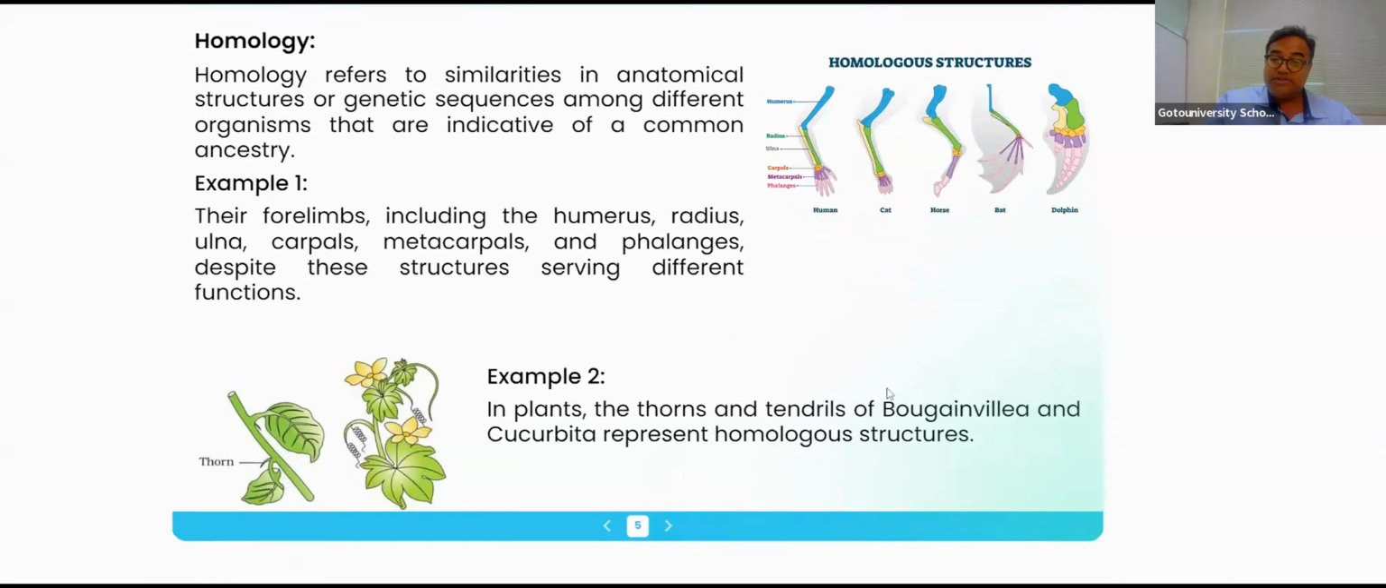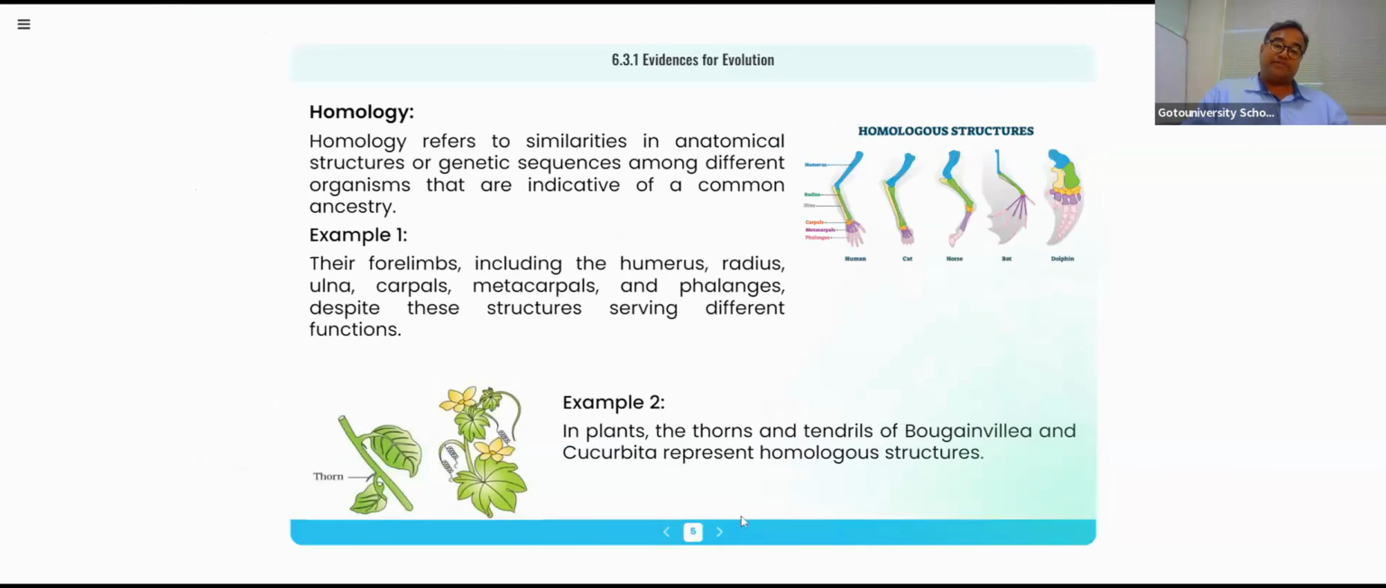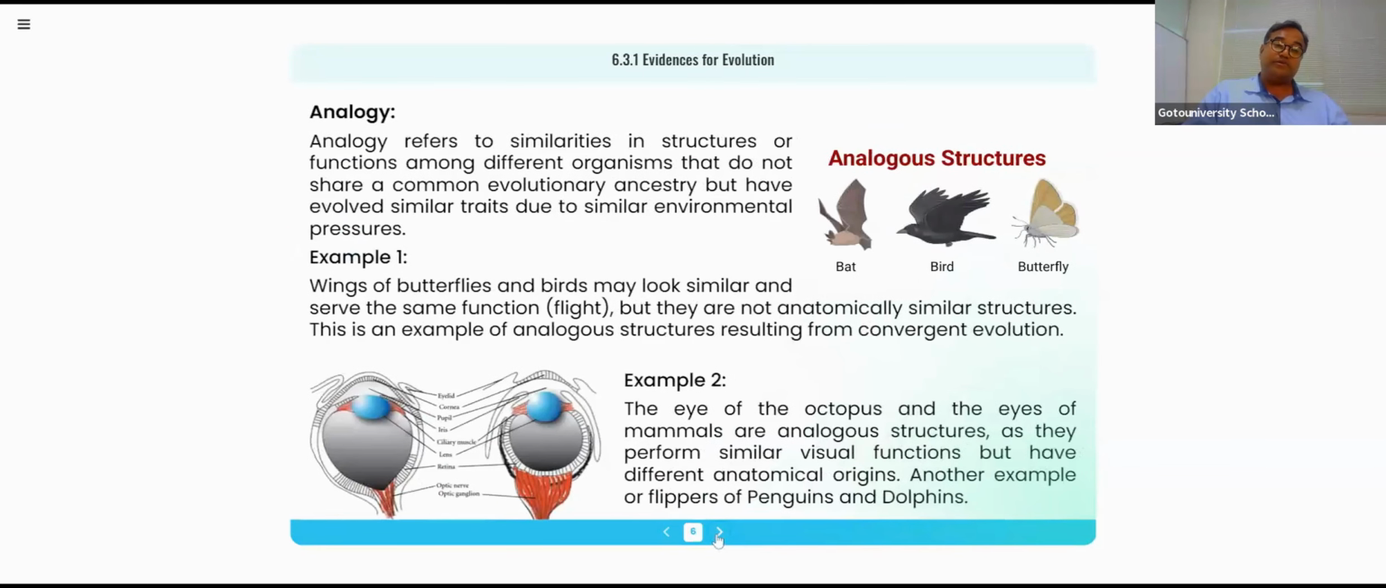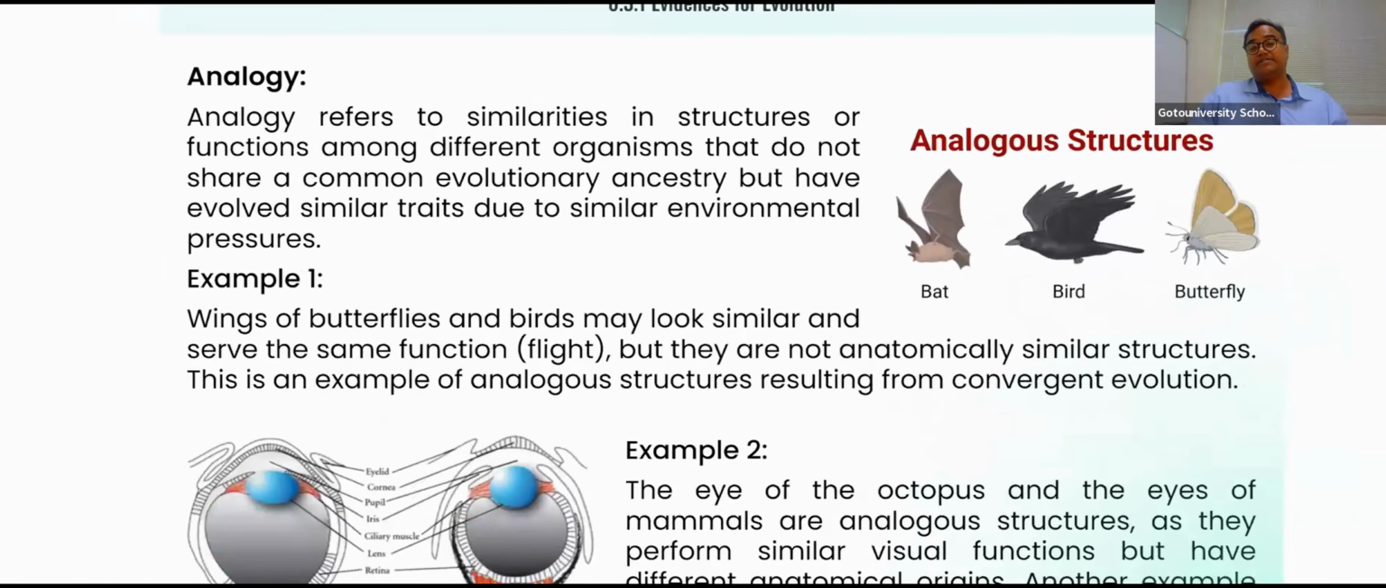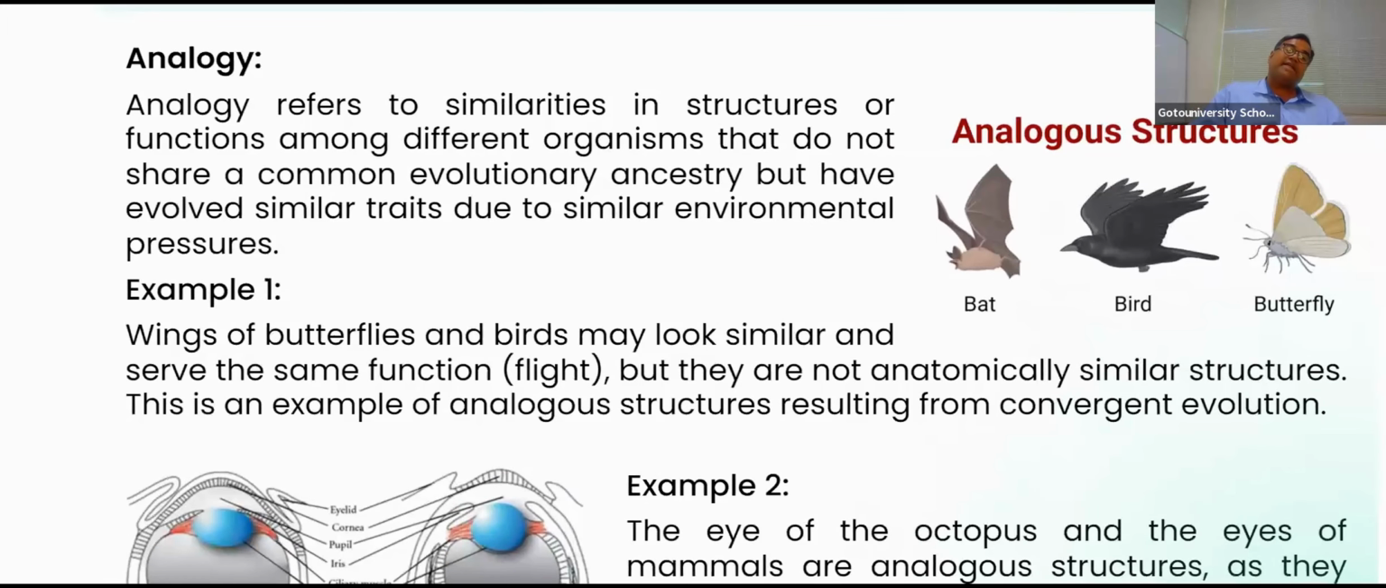The tendrils of Bougainvillea and Cucurbita represent homologous structures. Thorns will not allow herbivorous animals to invade. Tendrils will make the plant climb over other plants. Right? This is the way you remember all the information. Now we are entering into analogous structures. You know very well, analogy refers to similarities in structures and functions among different organisms. They do not share common evolutionary ancestors, but evolve similar traits due to similar environmental pressure.